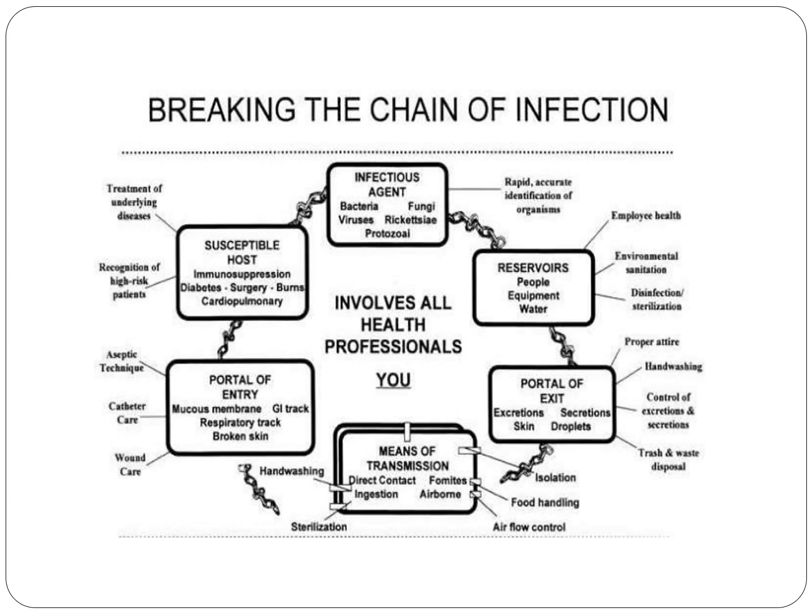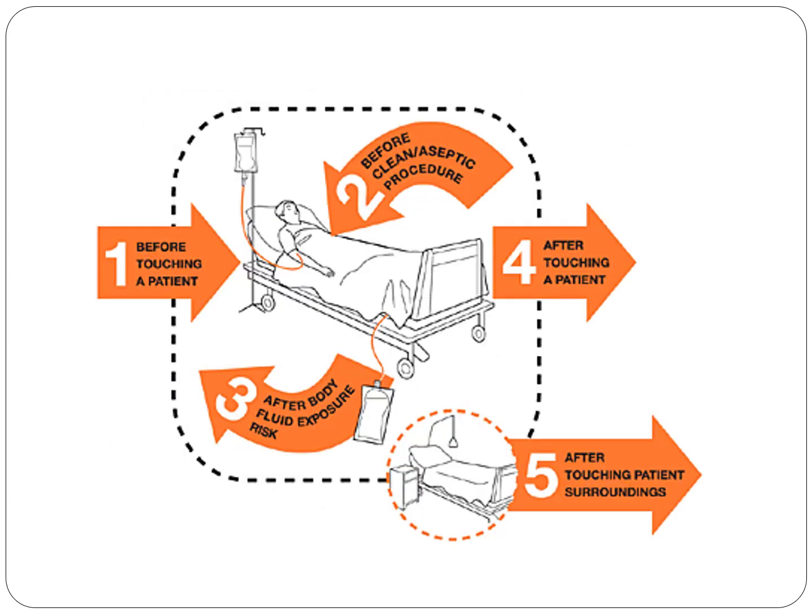It involves all the healthcare professionals. So, ensuring employee health, rapid, accurate identification of organisms, environmental sanitation, disinfection, proper attire, hand hygiene, following transmission-based precautions, environmental hygiene, catheter care of the devices, aseptic techniques while doing invasive procedures, and recognition of high-risk patients. There are multiple things that need to be followed to break this chain of infection. Follow hand hygiene at the 5 moments of hand hygiene, that is before touching a patient, before any procedure, and after touching a patient's surroundings.